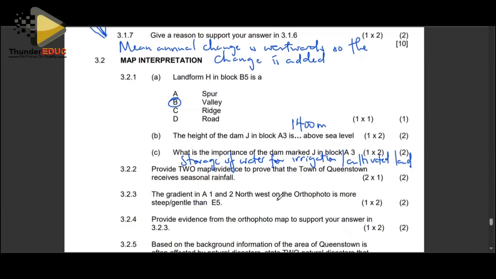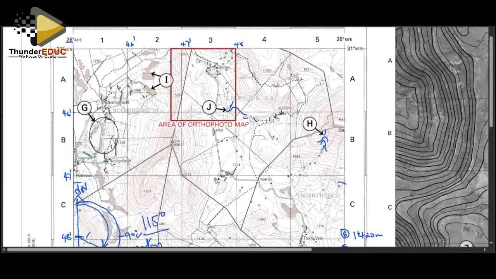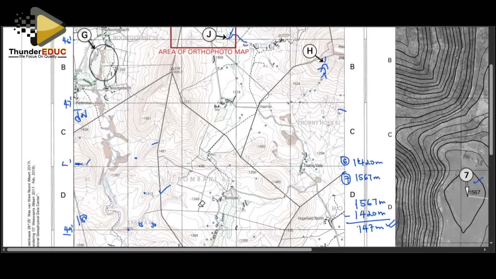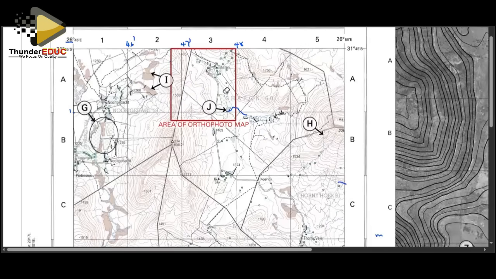Provide two map evidences to show that the town of Queenstown receives seasonal rainfall. Right, we are saying this place is receiving seasonal rainfall and not rainfall throughout the year. We need substantial evidence from the map to support the idea that this place receives seasonal rainfall. The clues you use here to say a place receives seasonal rainfall: check for the type of rivers and the type of water storage facilities. If you see a place with a number of non-perennial rivers, it shows that the area receives seasonal rainfall.